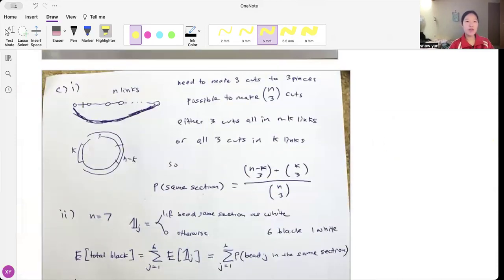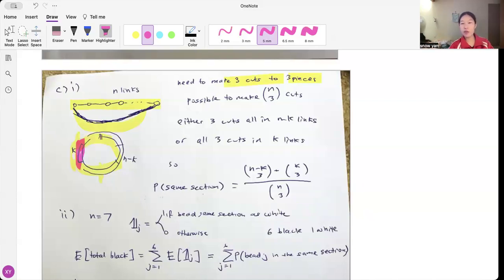But the idea is the following. I have n links and all of them are connected, so it's a circular thing. What I need to do is make three cuts to get three pieces. And I want to find the likelihood that a bead that is k away is still in the same section. So if I have k away, then this is my region, the region that I'm interested in keeping. I don't care where I make my three cuts, but I just want to keep it together.